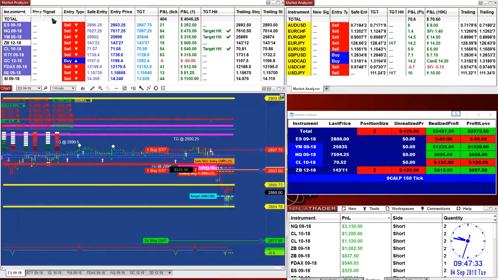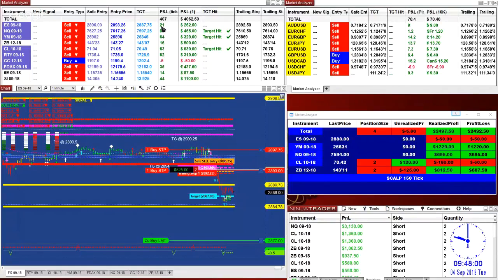Here is the direction of the signal when it comes out. It tells you which direction, new signal, entry price, target price, and the pips from the last entry. As an example, right now on the ES, we have an entry of 2893.25, and the target is 2887.76. Right now, we are on that trade from the last signal, 20 ticks.